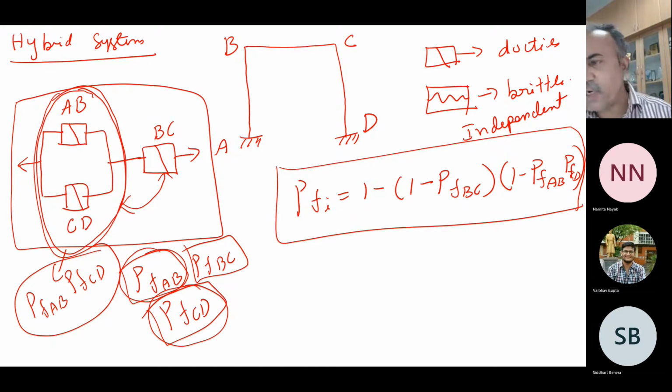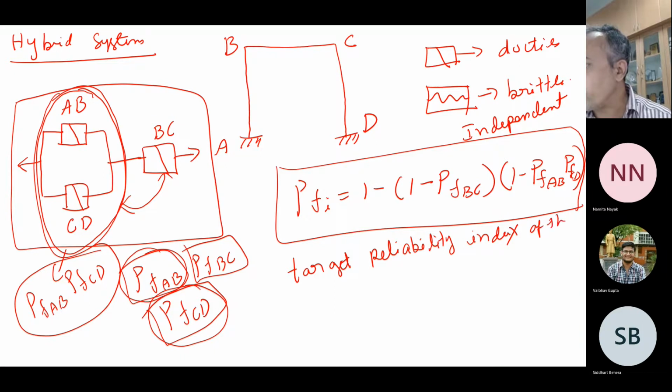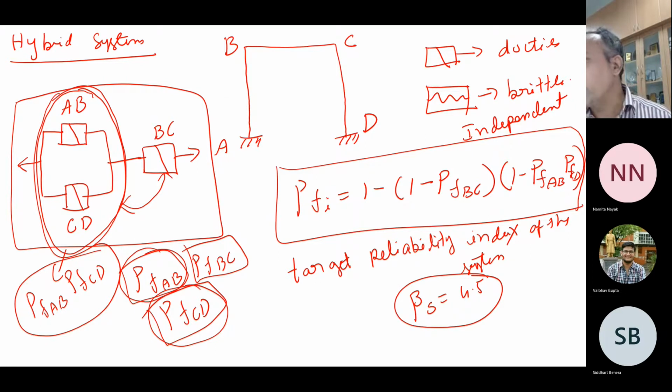I think here some interesting things one can do also. Let us say, like you see in our designs, as I already told you, in reliability based design, you have to have a target reliability index. So let us say the target reliability index of the entire system, in this problem I think they have taken as 4.5. So you have to design the structure such that the target reliability index is 4.5.